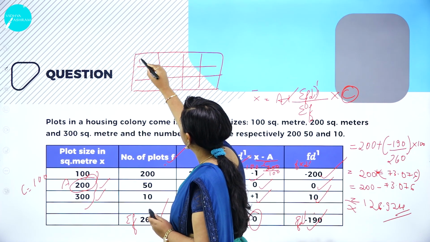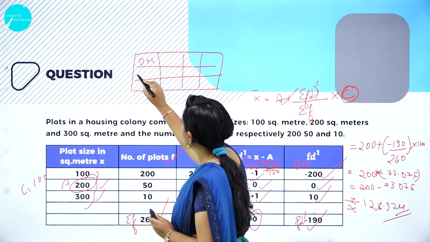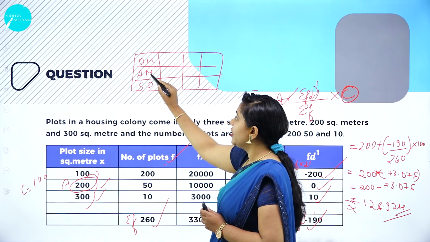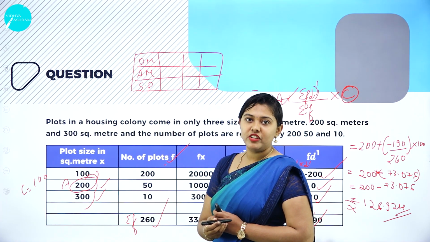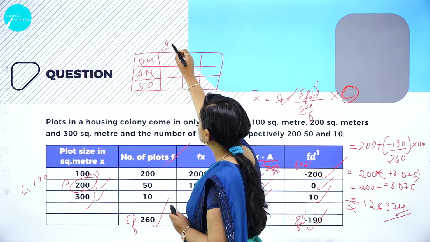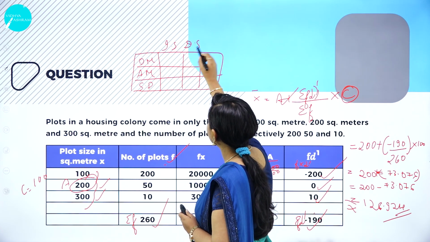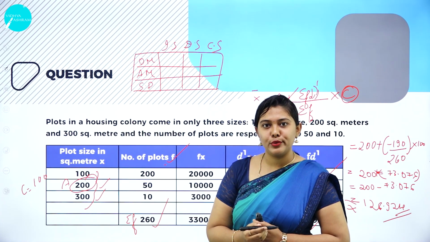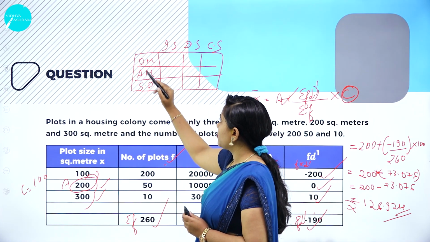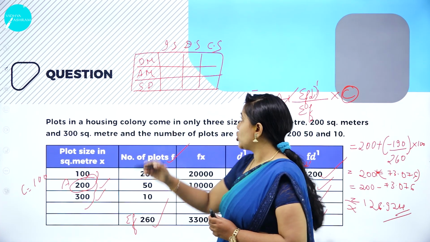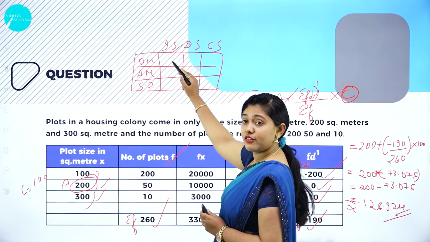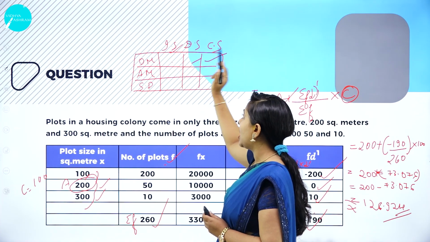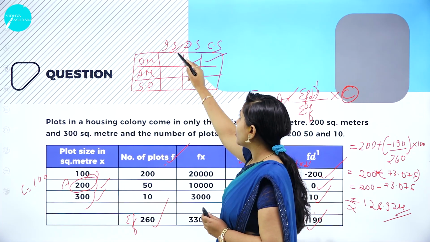This is your direct method, assumed mean method and step deviation method, for individual series, for discrete series and for continuous series. This chart is homework for you. You have to do it at home. What you have to do: direct method, assumed mean method and step deviation method. For individual series, what is the formula? For discrete series, what is the formula? And for continuous series, what is the formula? For your assumed mean method, what is the formula?